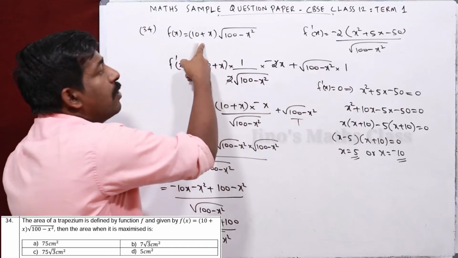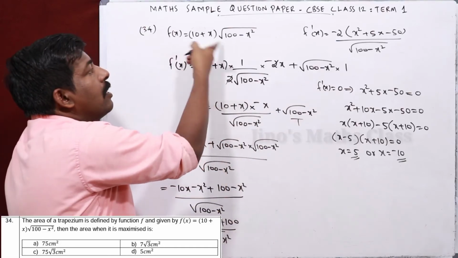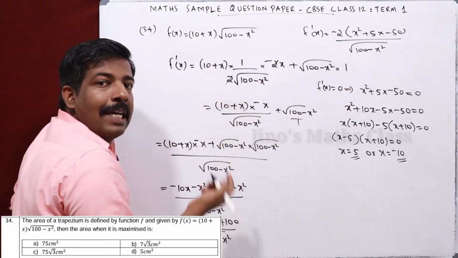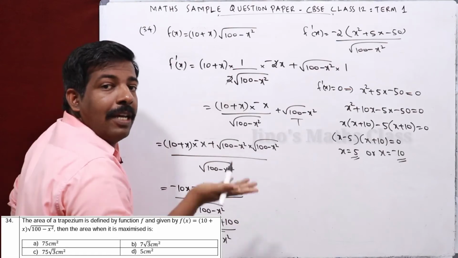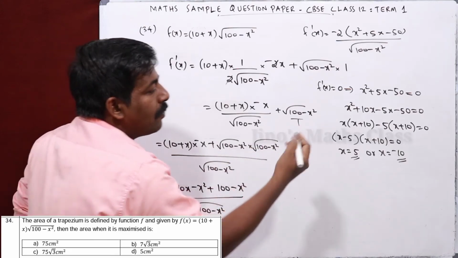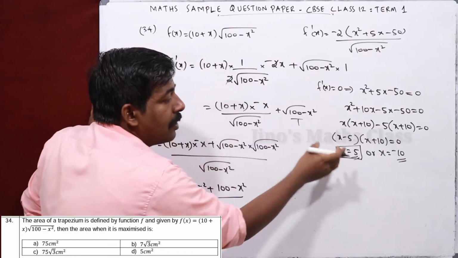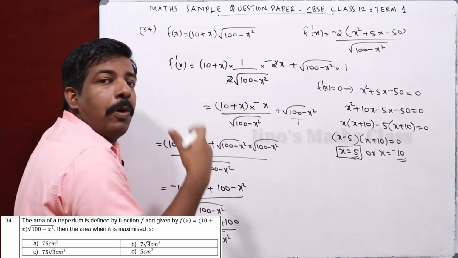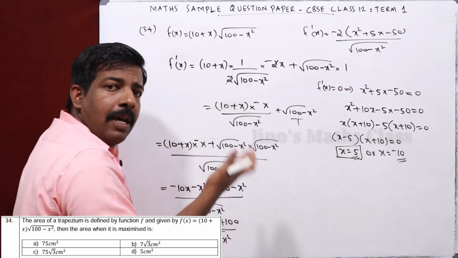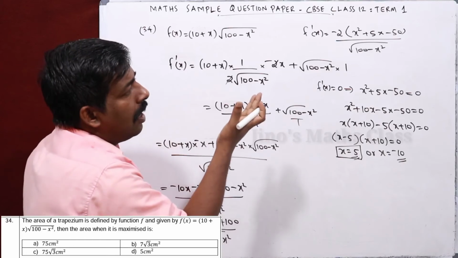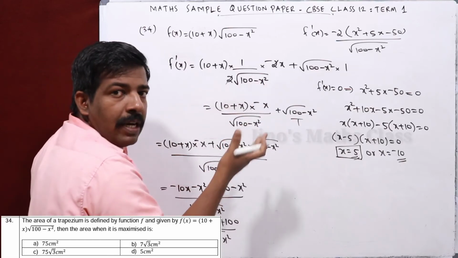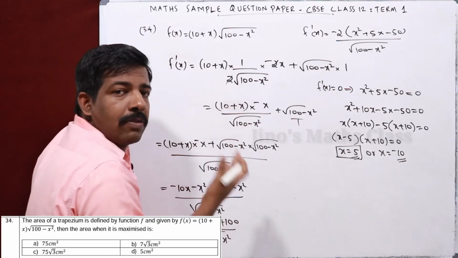Now we can see when we substitute x equal to minus 10 here, the function itself is 0, that means the area is 0, so there won't be any trapezium. So that's why we have to consider x equal to 5. Now we have to check whether this point is a point of minimum or maximum. For that we can apply the second derivative test, but I think finding the second derivative is difficult. That's why I am checking with the first derivative test.